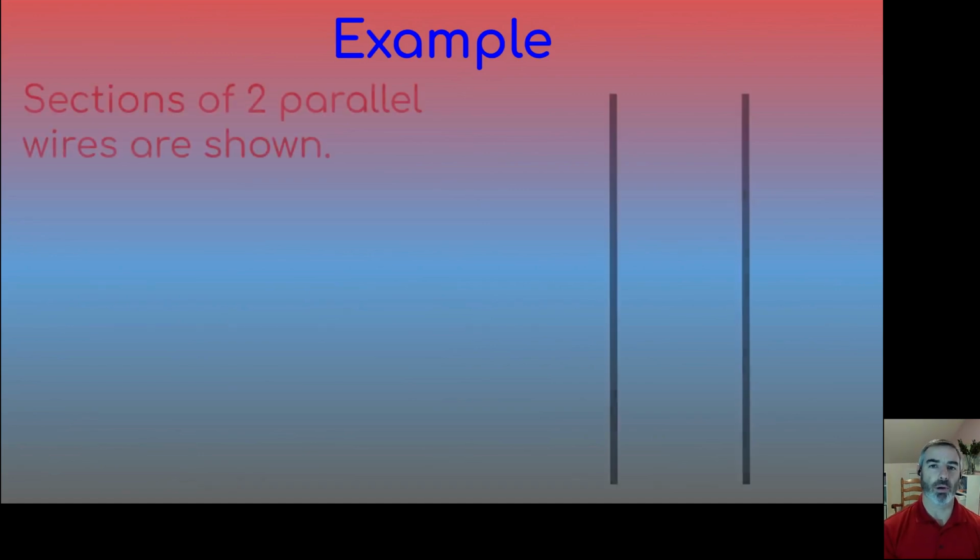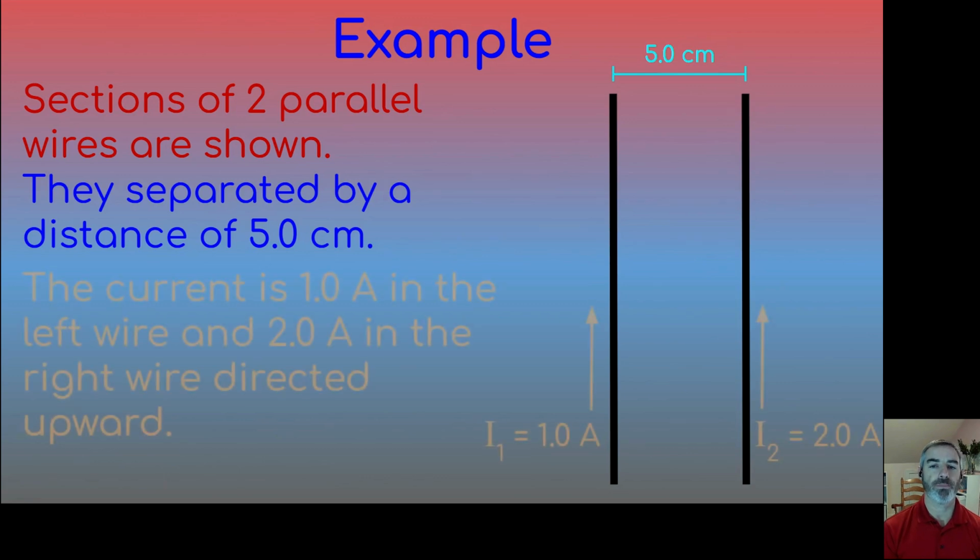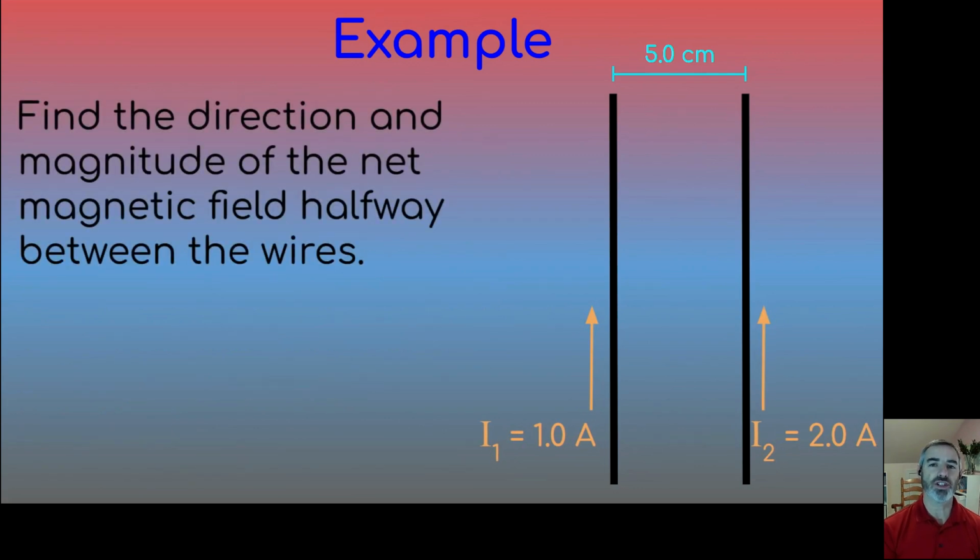Let's look at an example problem. So we have sections of 2 parallel wires that are shown, and they're separated by a distance of 5 centimeters between the 2 wires. And the current in the left wire is 1 ampere, and the current in the right wire is 2 amperes, and both currents are directed upward in the plane of the page. And the question is to find the direction and the magnitude of the net magnetic field halfway between the 2 wires. So what we need to do first is to figure out the direction.